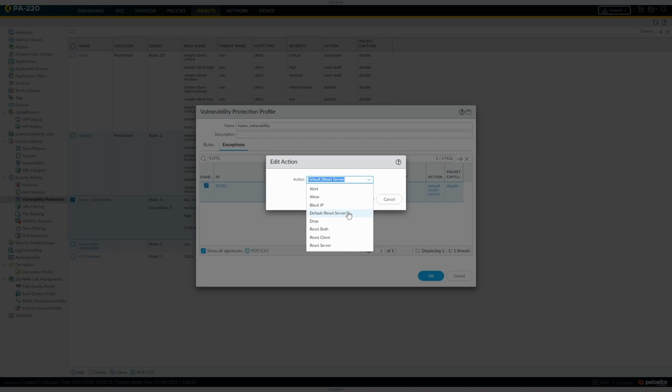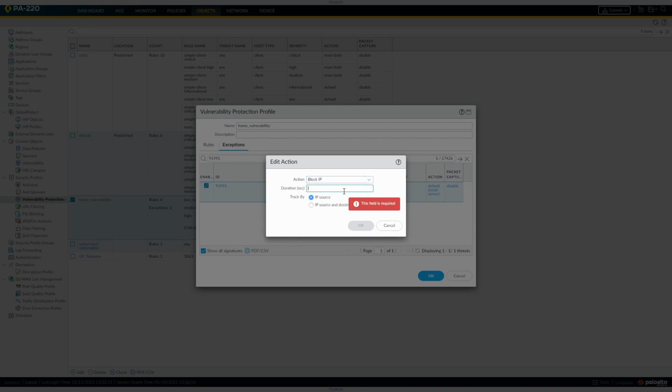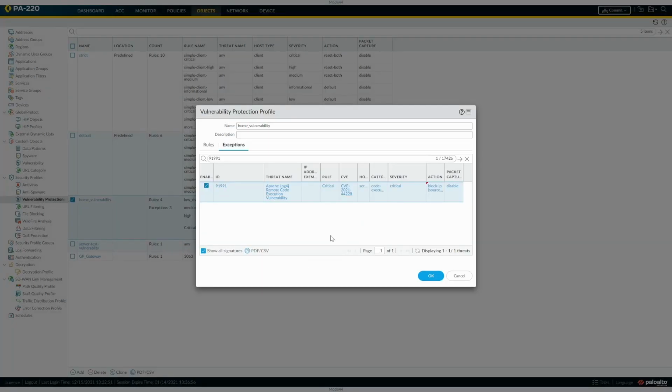So if it was just set to the default, reset server, as you can see there, what we're going to do is block the IP. And I would suggest blocking it for the maximum amount of time. So we're going to block it for that. IP source and destination. I would suggest IP source and destination, however, it's difficult because you could take down some parts of your network. So if you go IP source, that's going to cover the attacker.